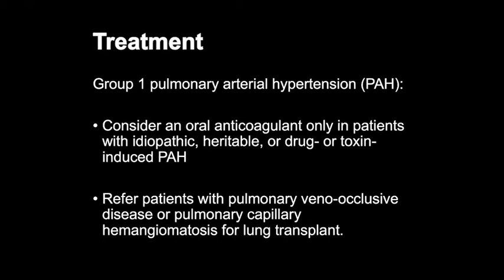The other thing is that whenever there is a slowness in the flow of blood, there is always a chance of forming a blood clot. So we always consider an oral anticoagulant only in the patient with idiopathic, heritable, drug or toxin-induced pulmonary arterial hypertension. Although it's a weak recommendation, sometimes we use it. And the patients with pulmonary veno-occlusive disease or pulmonary capillary hemangiomatosis are transferred to a higher center of care for evaluation for a lung transplant.